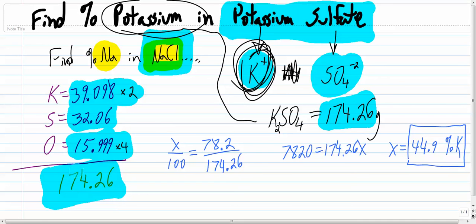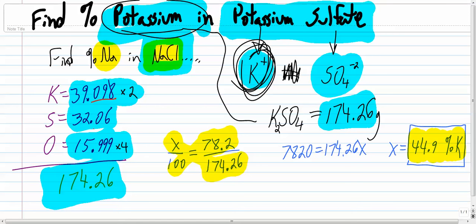So then the question asked for potassium. So I took the potassium number, and that was right here, 78.2. The total was 174.26. And then we just solve for x when we cross multiply our little is over of trick. And you wind up with 44.9% potassium.